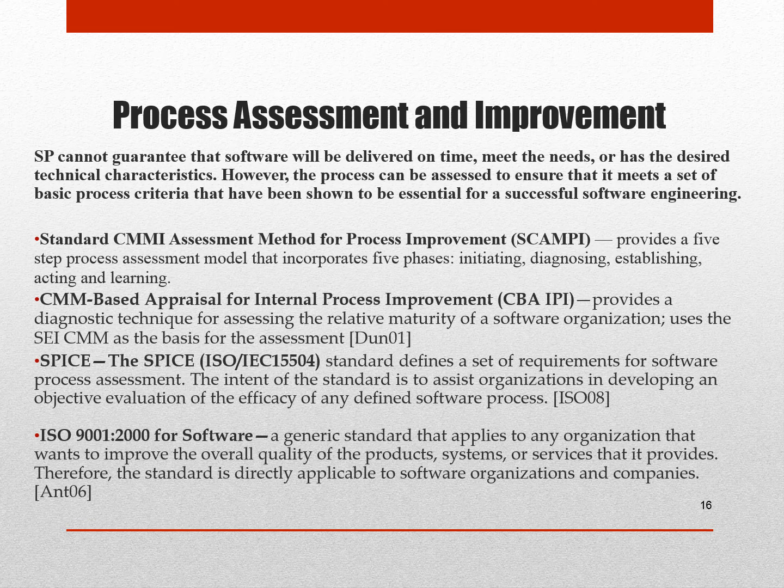There are different standard methods, thereby we can ensure a proper choice of our framework. The first one, SCAMPI, provides a five-step process assessment model that incorporates five phases: initiating, diagnosing, establishing, acting, and learning. The second, CBA IPI, provides a diagnostic technique for assessing the relative maturity of a software organization, and uses the SEI CMM as the basis of the assessment.